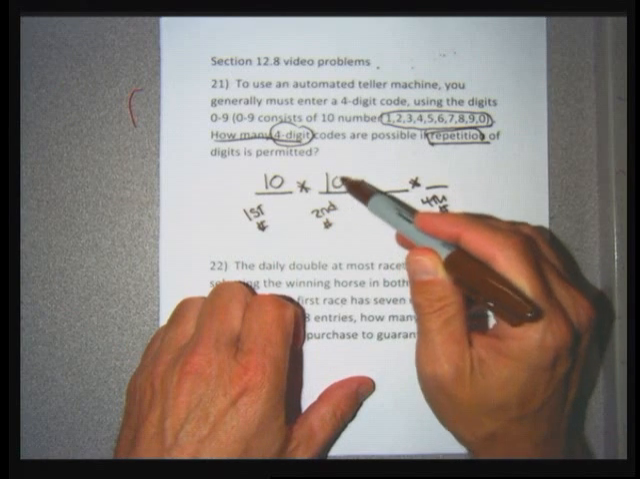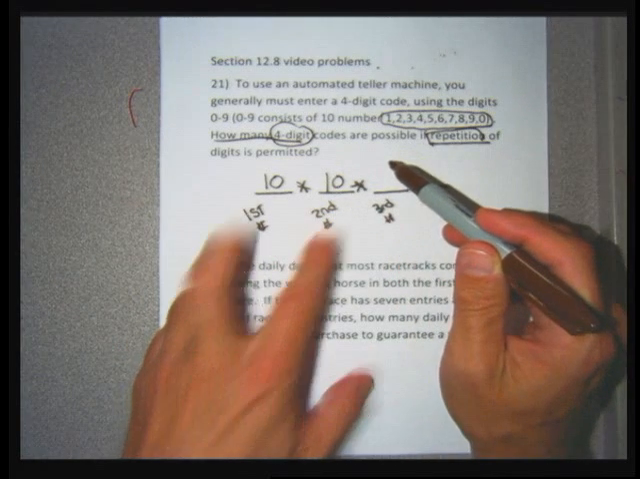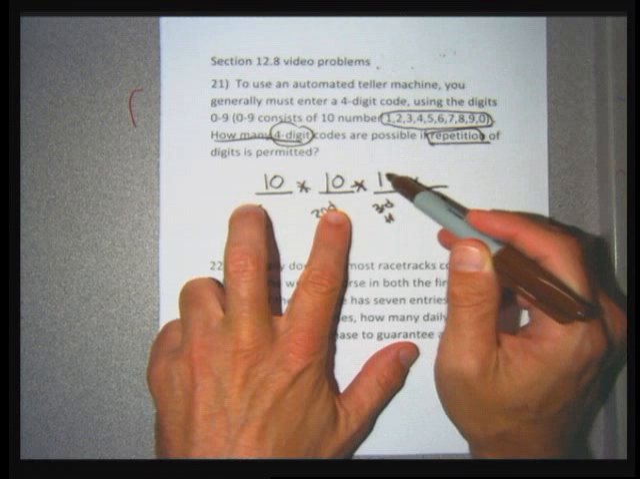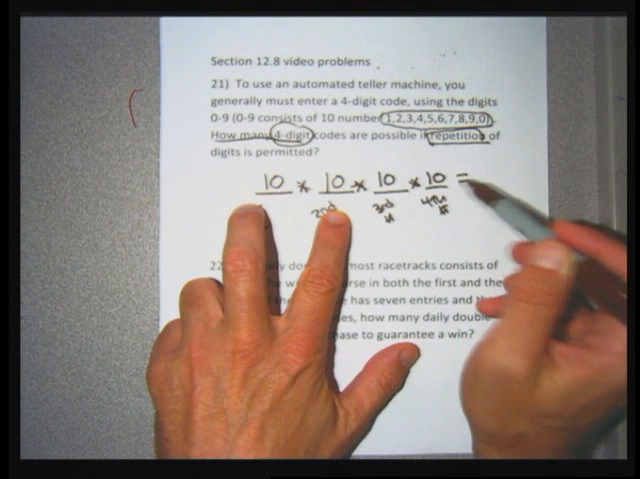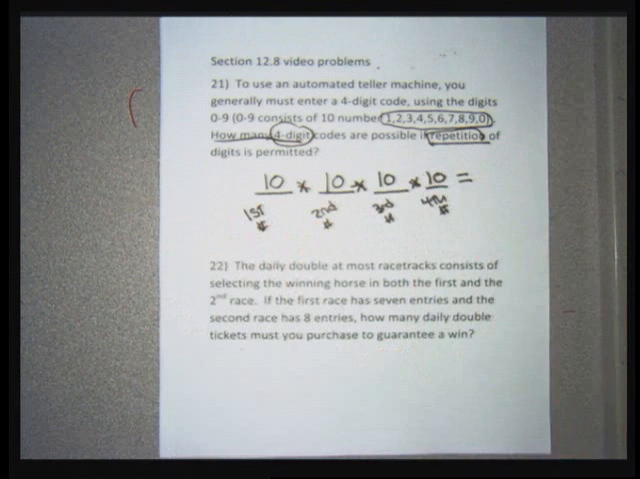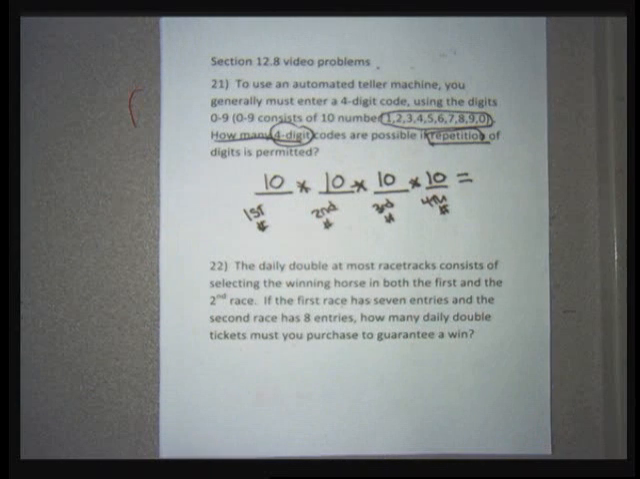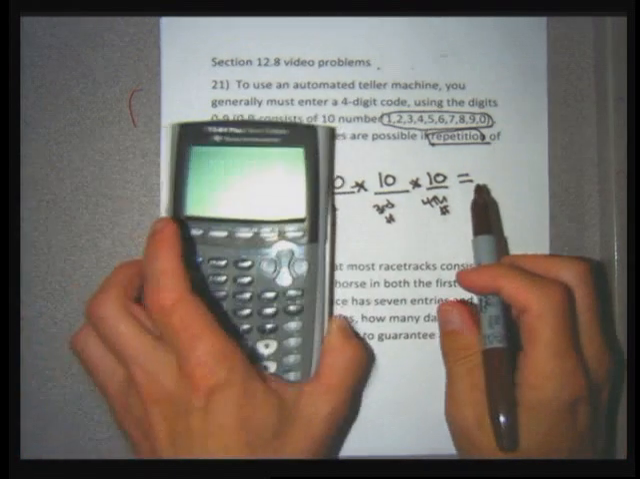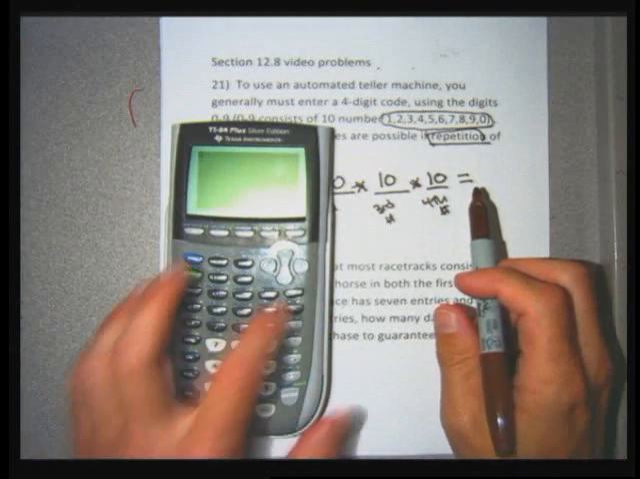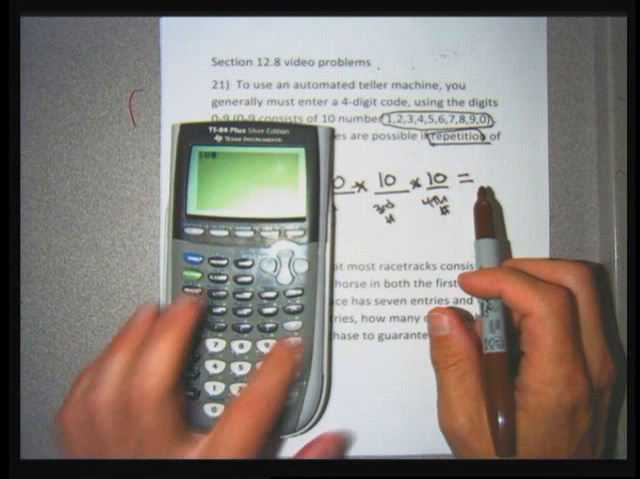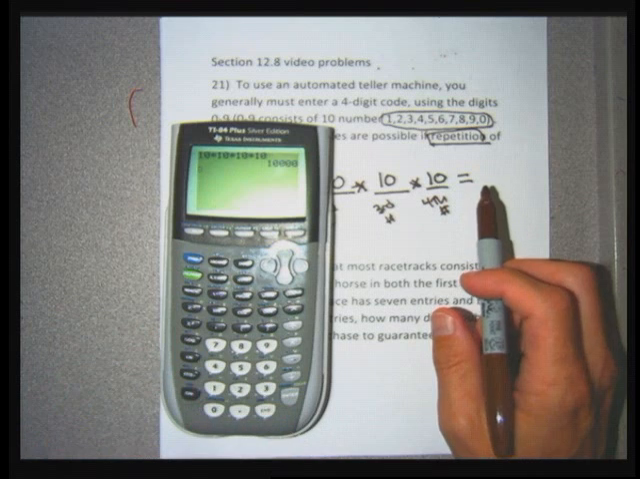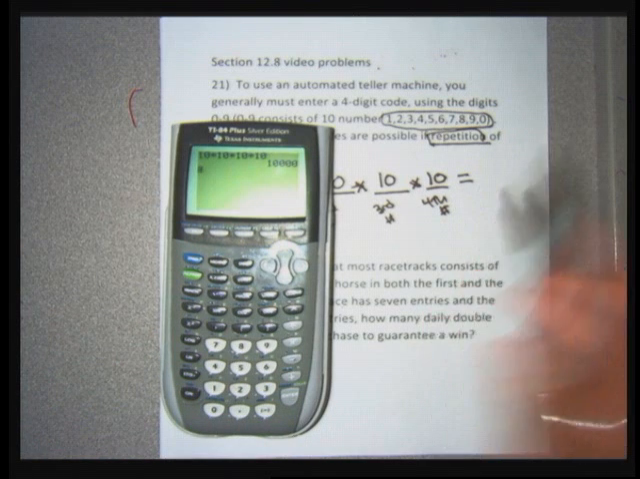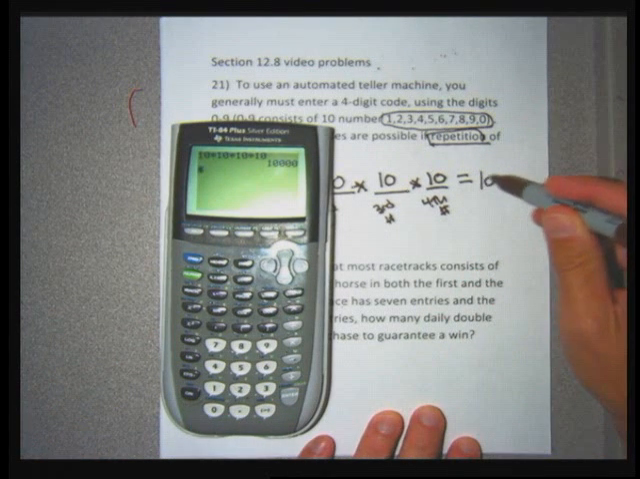So there's going to be 10 numbers to choose for the second number, and regardless of what I pick for the first 2 numbers, those numbers can be used again and again. So for each of the numbers I need to place, there's 10 different numbers possible. If I multiply 10 times 10 times 10 times 10, that will give me how many 4-digit ATM codes there are. I get 10,000. So there are 10,000 different ATM codes possible.